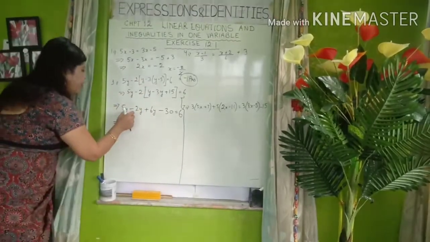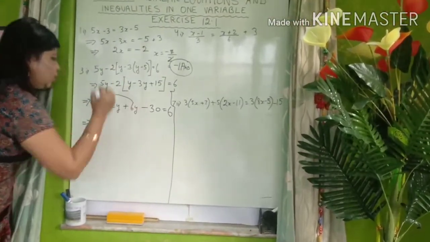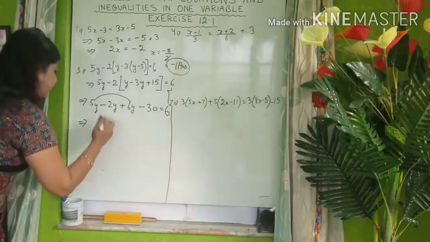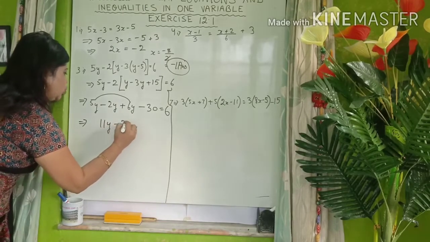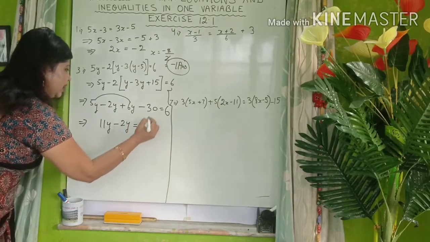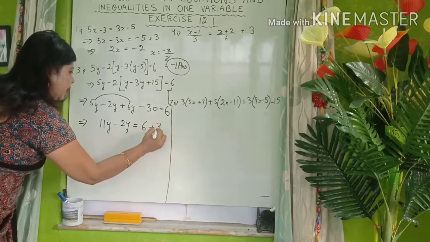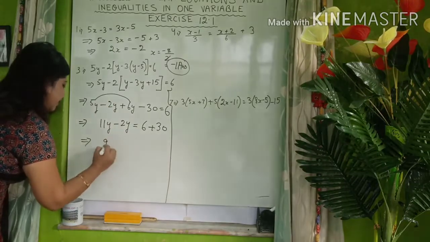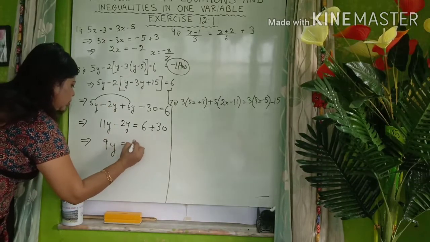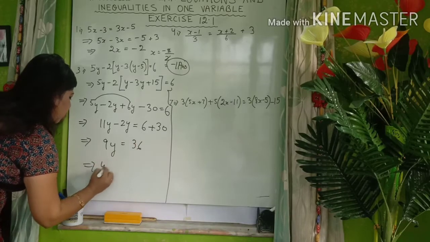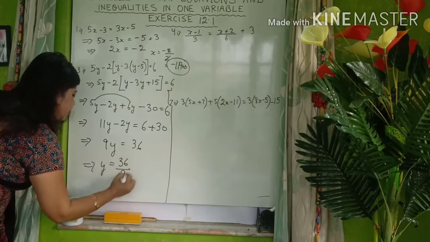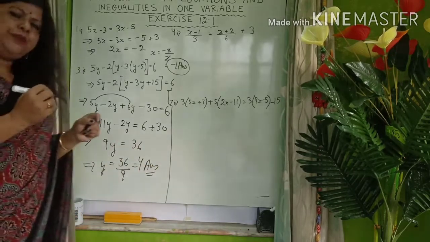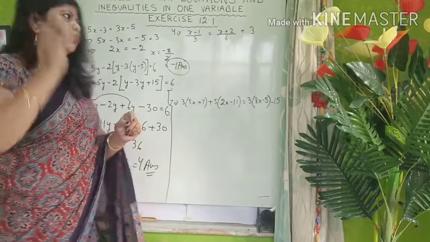So here you see 5y plus 6y. This you do first. 5 plus 6, your answer is 11. 11y minus 2y. Now minus 30 I take that side. So 6 plus 30. That implies 11y minus 2y, 9. 9y equals to 36. So your y equals to 36 by 9. What is the answer? 4. Follow, children? Now the next one.